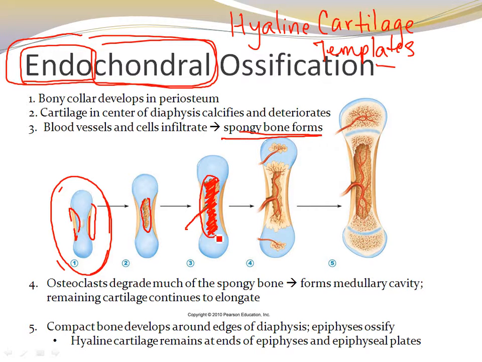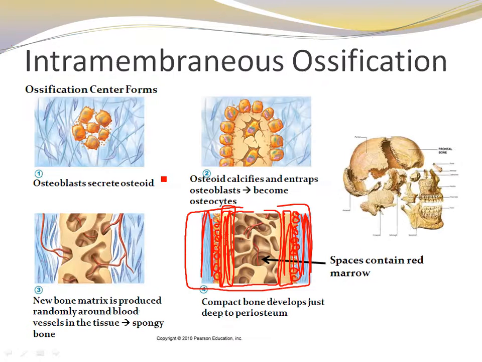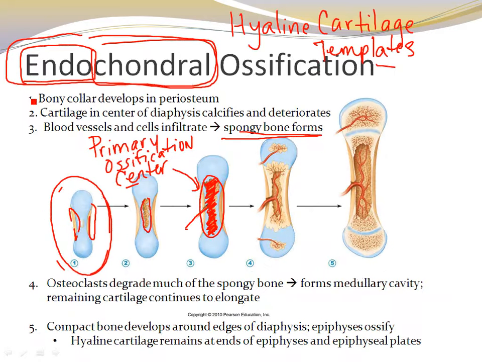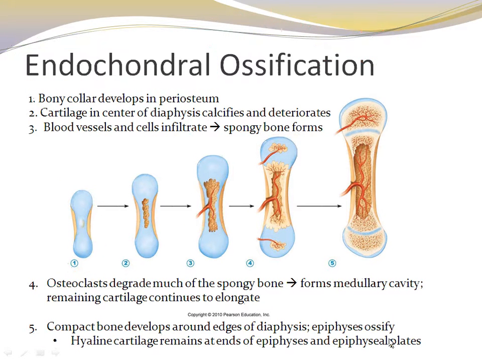This is called the primary Ossification Center, where the hyaline cartilage is first converting over to bony tissue. I should have pointed out over here as well, where you first have bony tissue starting to form during intramembranous ossification. That's also called an Ossification Center. Okay, I'm going to erase that stuff.